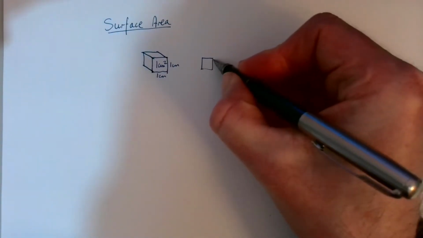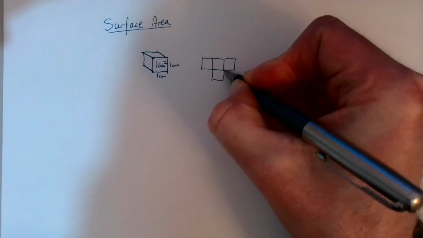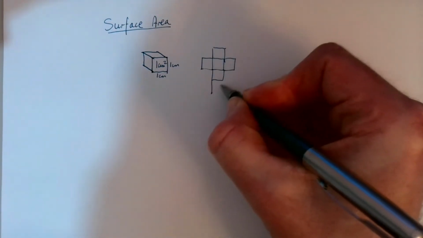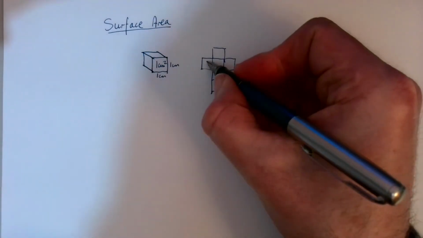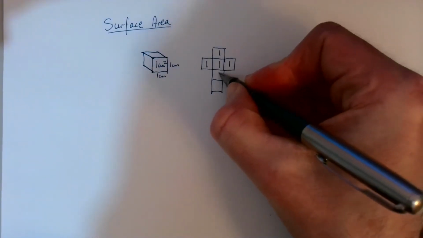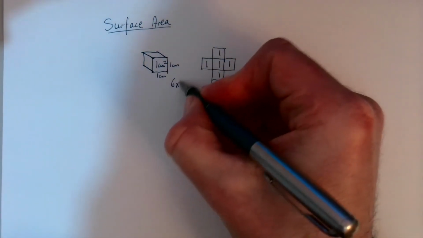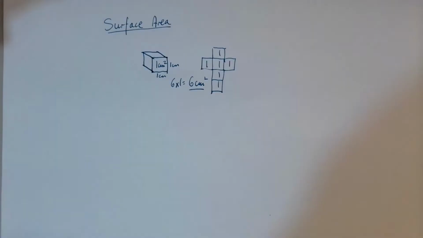Right, so there are many different nets that you can draw, but the most common one is a cross. Now that's got 5 faces, so that's 6. So we would have 1, 1, 1, 1, 1, 1, which adds up to 6 times the 1. We've got 6 of those, which is 6 centimeters squared.